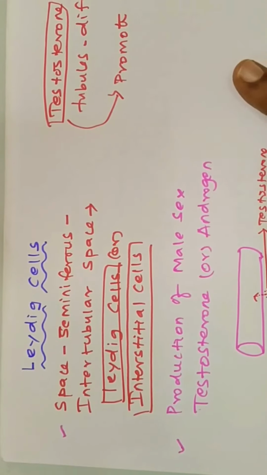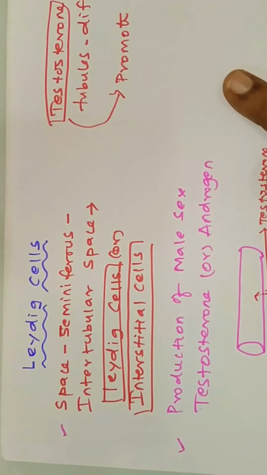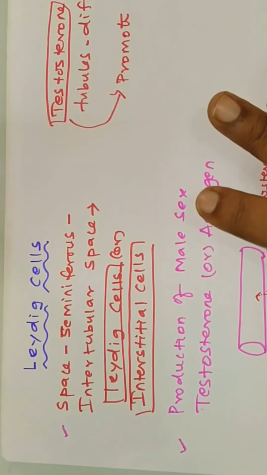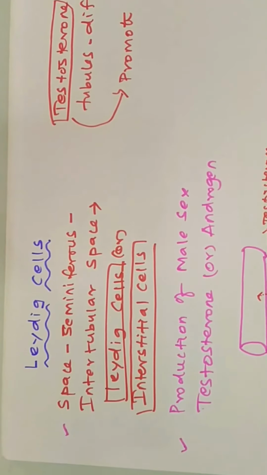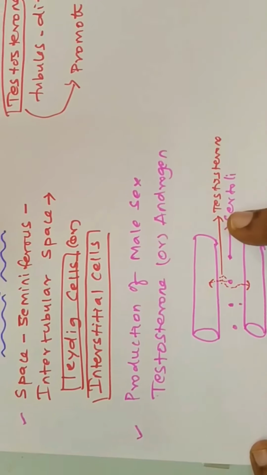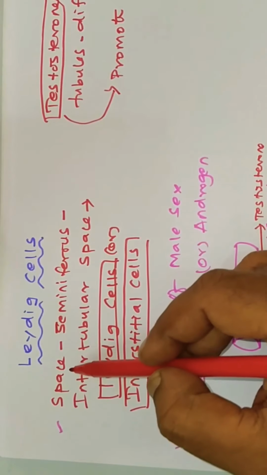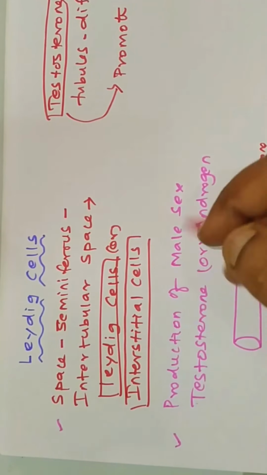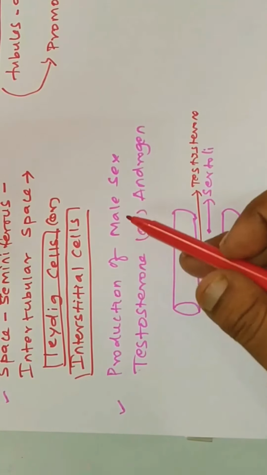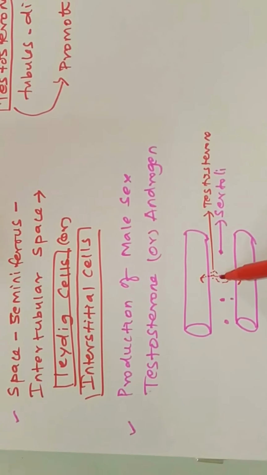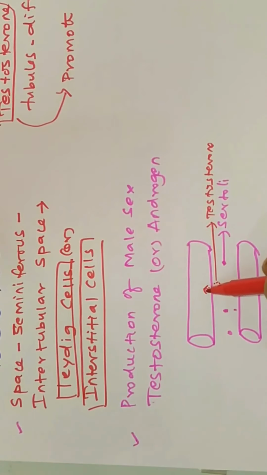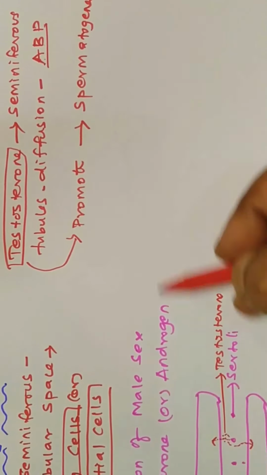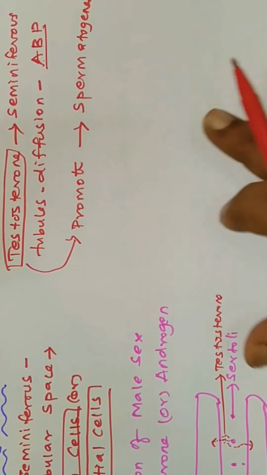So we have discussed three cells in and around the seminiferous tubules. In the cuboidal germinal epithelial layer, there are two cells, the spermatogonia cell and the Sertoli cell. Between the two seminiferous tubules is the Leydig cell, otherwise the interstitial cell. It is an endocrine cell, so it produces the male sex hormone testosterone, androgen. That testosterone slowly enters inside the seminiferous tubules by diffusion with the help of antigen binding protein, and is responsible for the spermatogenesis process.